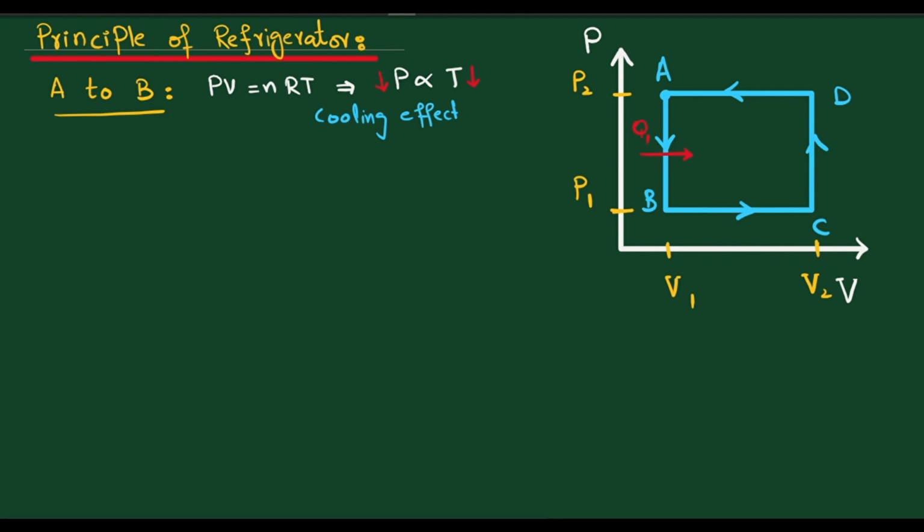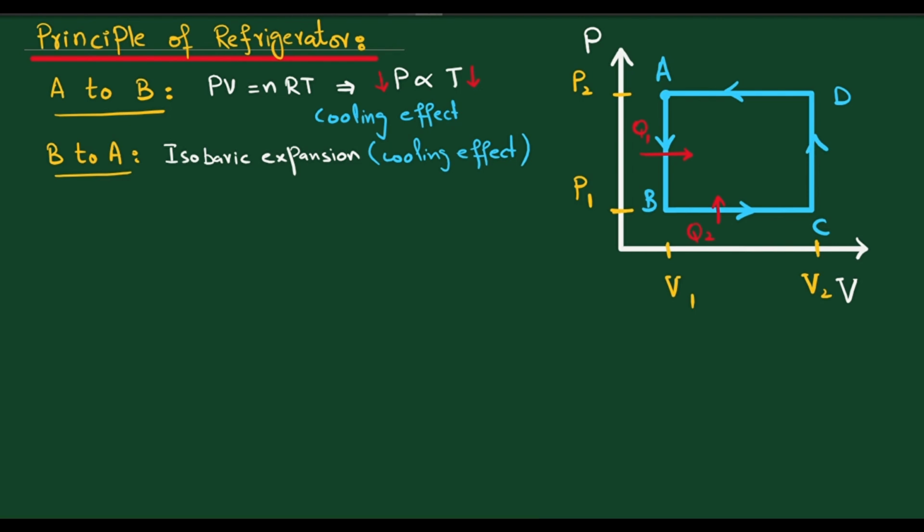Now consider from B to A. It is an isobaric process because the pressure remains constant and there is expansion. From V1 to V2 the volume is increasing, and due to B to A being isobaric expansion, there is also a cooling effect. Due to this cooling effect the temperature will decrease, and if the temperature decreases some heat can enter the system. The Q2 heat enters the system.